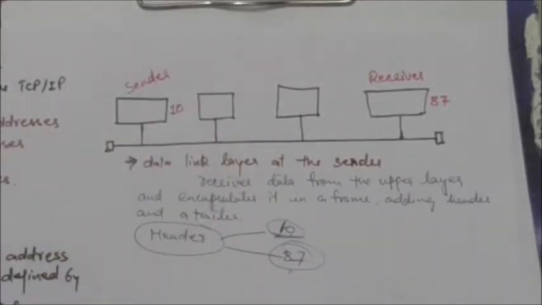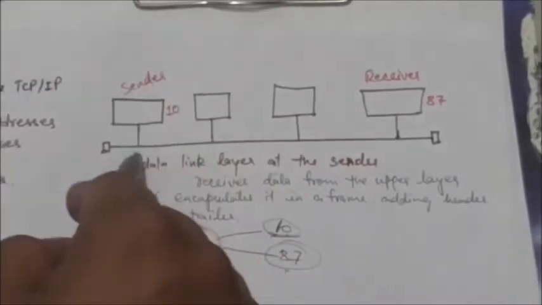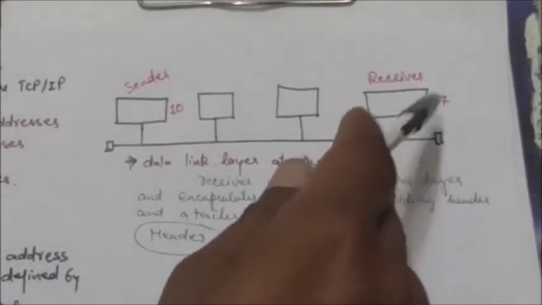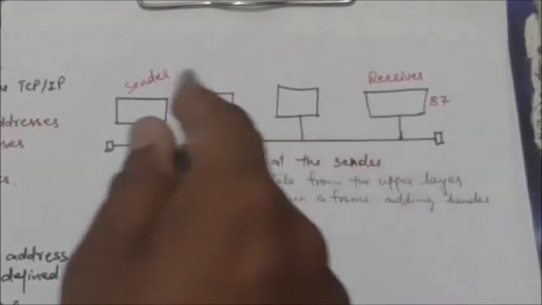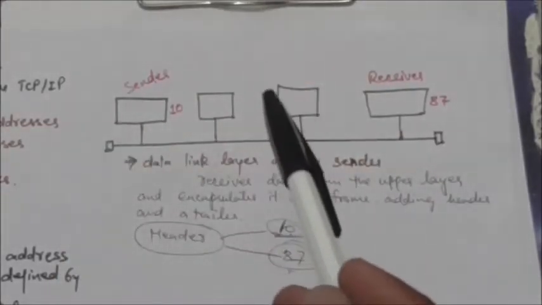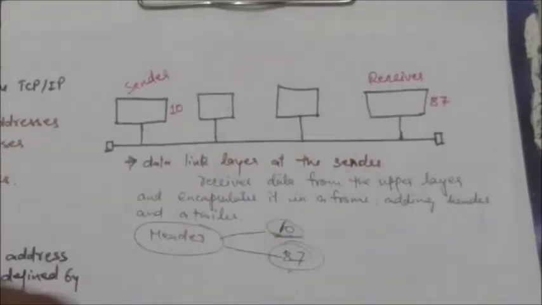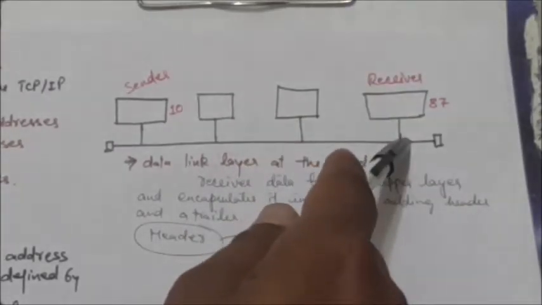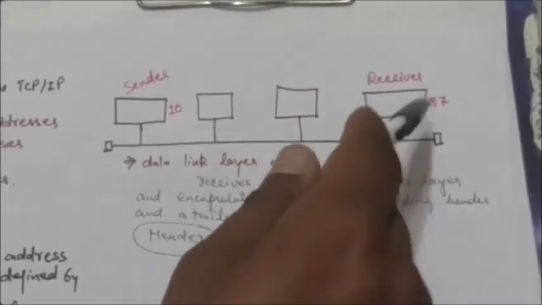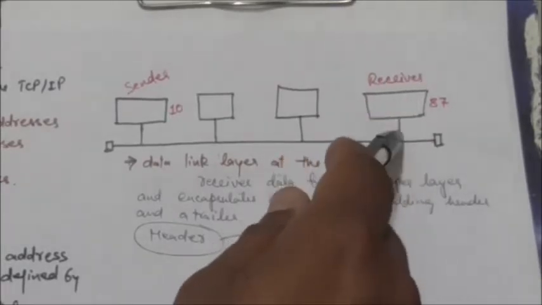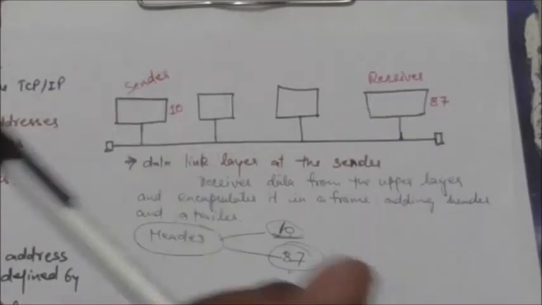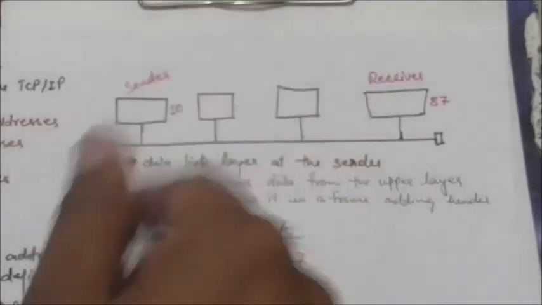Only the destination computer whose physical address is 87 will find a match between the destination address specified in the frame and its own physical address. At the destination, the frame is checked, the header and trailer are dropped, and the data part is decapsulated and delivered to the upper layer.